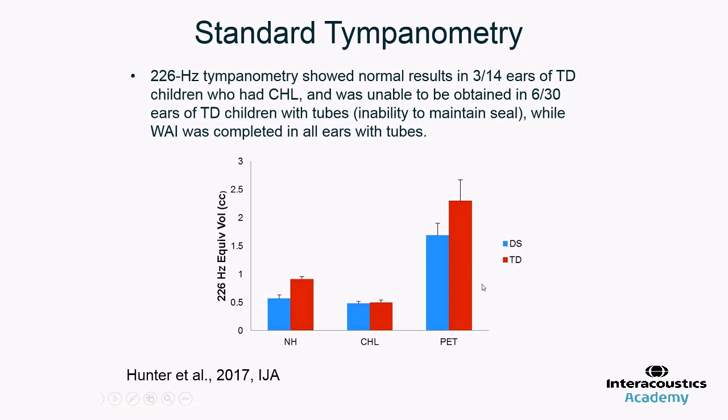So the equivalent volume, of course, is much larger with a PE tube, although the children with Down syndrome tended to have smaller equivalent volumes than the typically developing kids. And then you can see the equivalent volume for conductive hearing loss and normal hearing children. This is just to validate the fact that these children actually did have patent PE tubes.